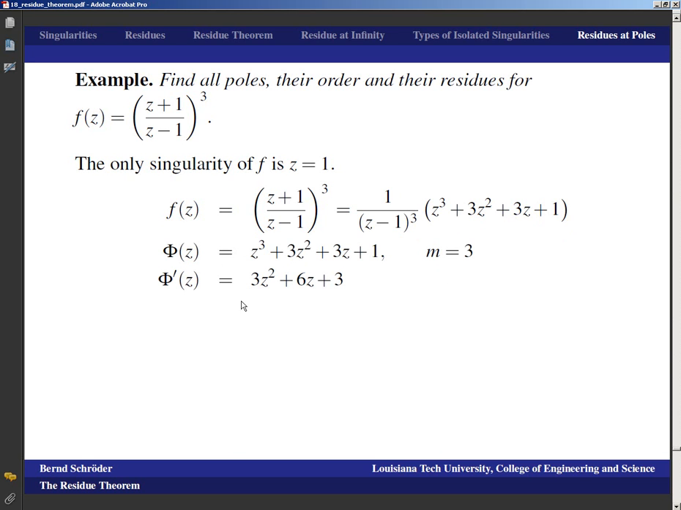So we need to find the derivative, which is 3z squared plus 6z plus 3, and the second derivative, which is 6z plus 6. Now the second derivative of phi at 1 is not 12. The second derivative of phi at 1 is 12.